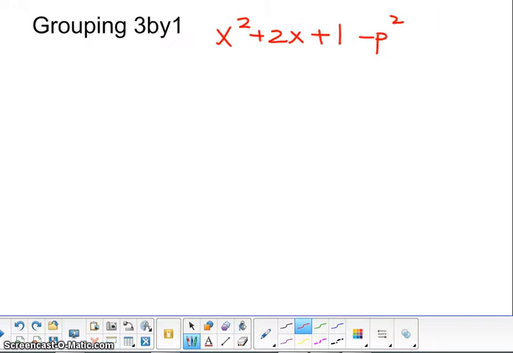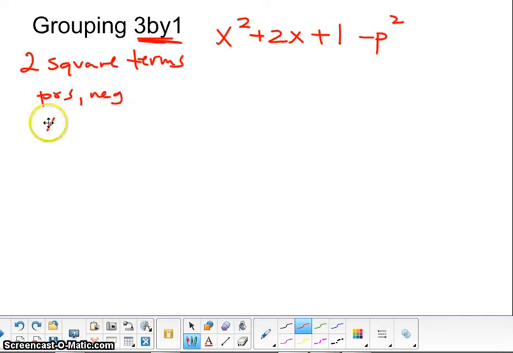grouping 3 by 1. So when you're trying to group 3 by 1, there's certain things to look for. For example, there are 2 squared terms. That would be a good indication that you're going to have to group by 3 by 1. And one of them is positive and one of them is negative. In this case, you've got the x squared and you have the negative p squared. So that is a good indication it's going to be 3 by 1. And once you look for that and see that, that is the first thing that I would try.